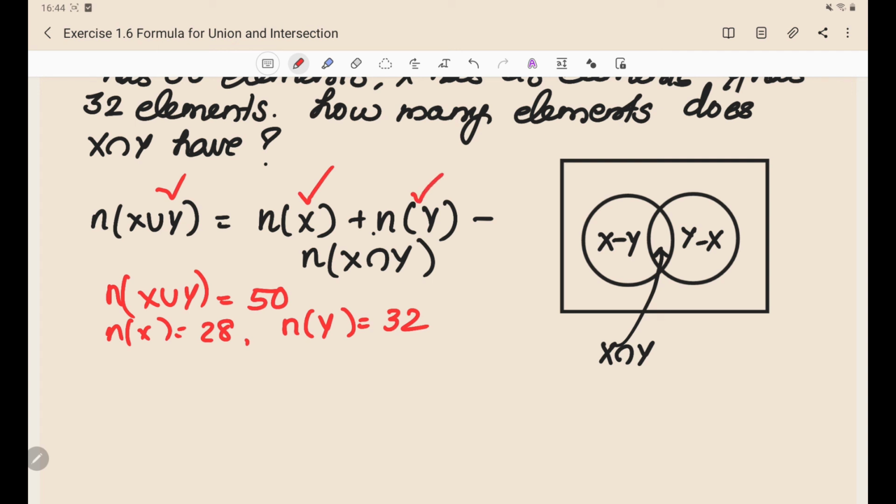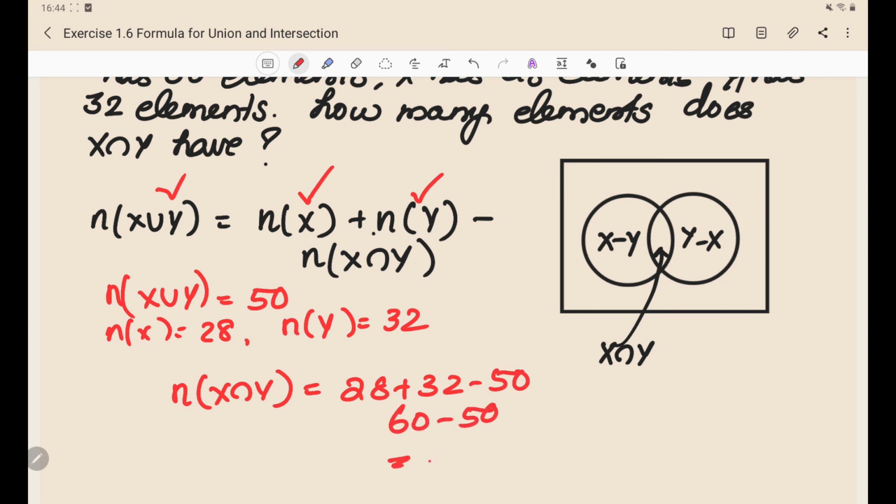If you know all the elements of an equation and only one variable, then you can easily find this variable, right? So you can find n of x intersection y. Taking all the constant terms to one side, you will get 28 plus 32 minus 50. That is 60 minus 50, and that is 10. So 10 is the number of common elements that x and y share.